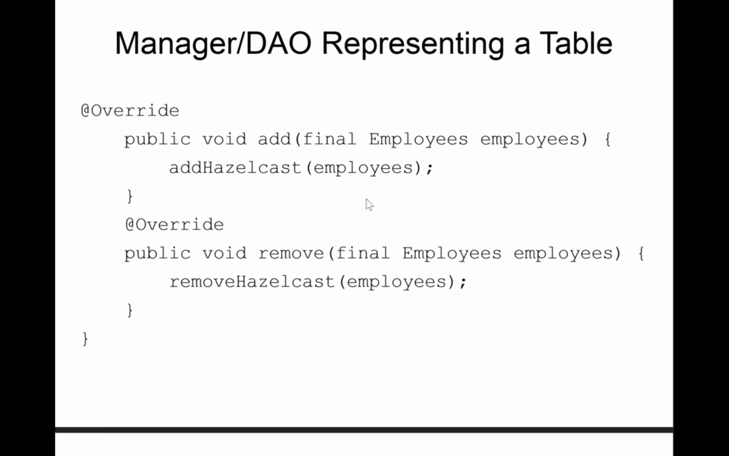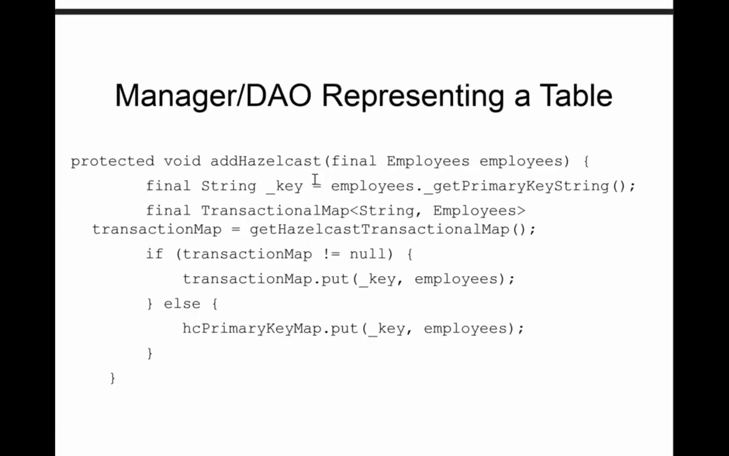And we can look at this add Hazelcast method. It just calculates a key from the primary key as a string. And then we see, do we have a transactional map? If we have that, we use that. Otherwise, we use just the native map that we have, or direct map, I would say, and put in the value there.